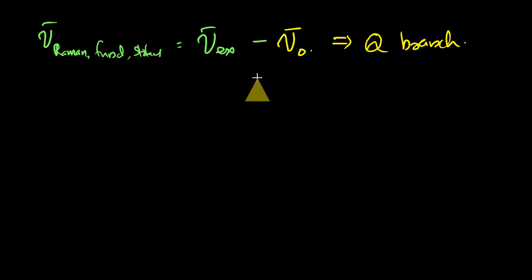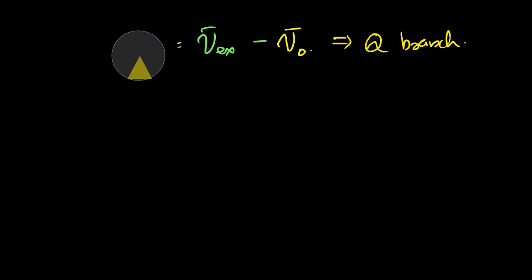This is nu bar excitation minus nu bar 0, that corresponds to the Q branch of the spectrum. So we can write like nu bar Q, okay, nu bar Q is equal to nu bar excitation minus nu bar 0.